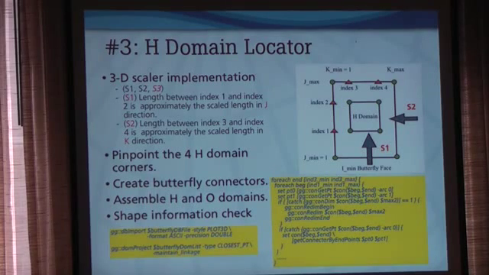It's really a question of how to locate these 4 corners of this H domain. To answer this question, we need to find out the 4 indices of these 4 points on the J and K edges, as shown in index 1, index 2, 3, and 4. The first 2 elements of the scalar, S1 and S2, will be applied respectively to, in this case, the J and K directions to calculate the scaled length. Based on the scaled length, we will calculate where the 4 points will be located. I will cover that in the next slide.